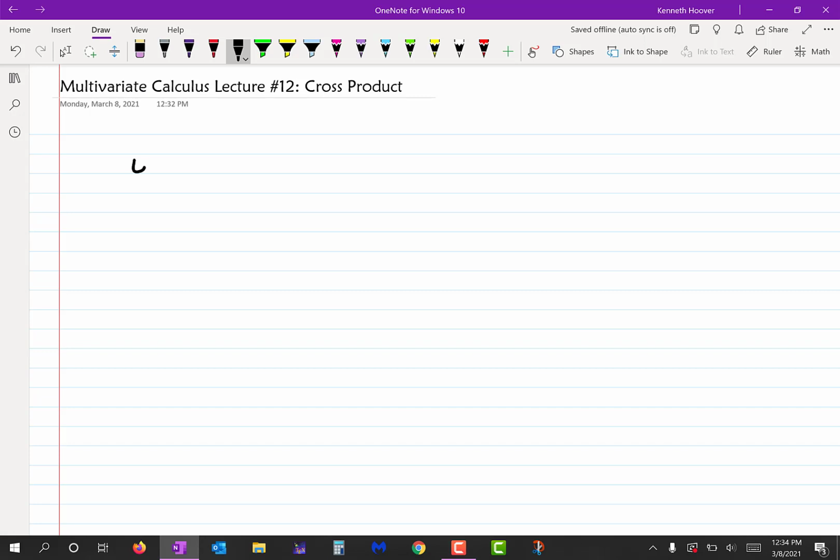So suppose we have two vectors. Now we're only going to do this with three-dimensional vectors, not with two-dimensional vectors. So let's say u is the vector u1, u2, u3, and let's say v is the vector with components v1, v2, v3. Okay, so we say u cross v, and here's what it equals.